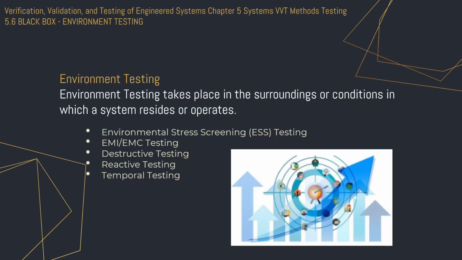Thanks, Jaime. The next topic we will cover is environment testing for black box. Environment testing is a test that takes place in the surroundings or environment or area where the system or product resides and operates. There are about five tests under environment testing. First is environmental stress screening, ESS testing. Second is EMI, EMC testing. After that are destructive testing, reactive testing, and temporal testing.